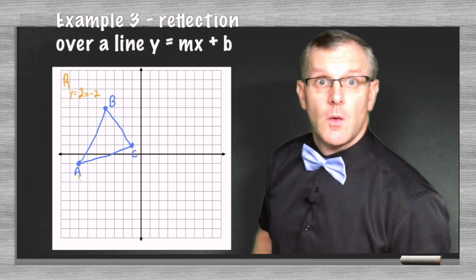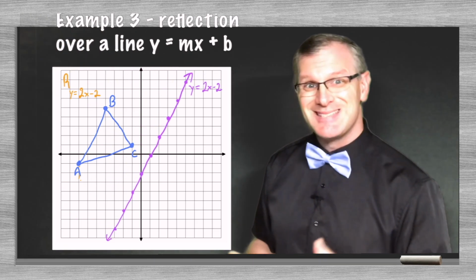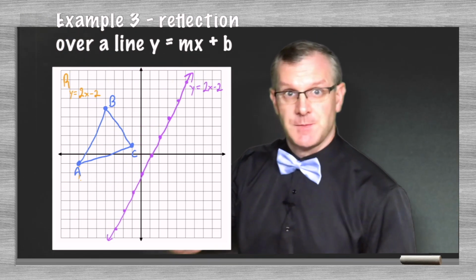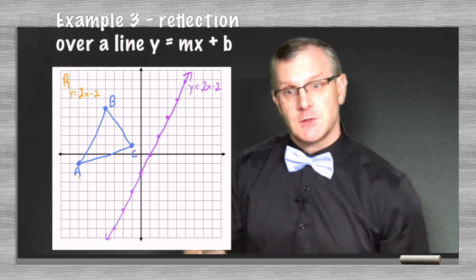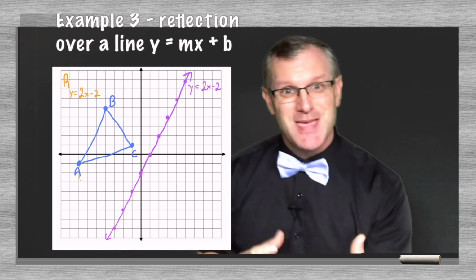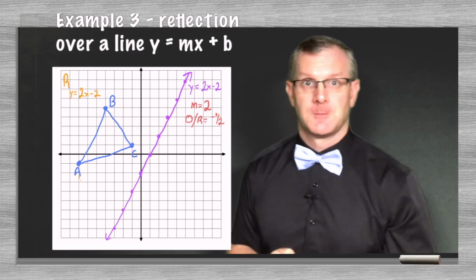So in this case, we're reflecting over the line y equals 2x minus 2. So you've got our y-intercept at -2. We've got a slope of 2. Boom, boom, boom. Here's our line of reflection. We've got figure ABC, and we're going to reflect it over that line.